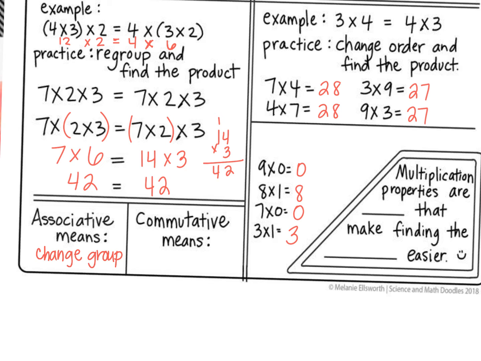Commutative just means that you're changing the order. You're flipping the numbers around in which order you multiply. Associative is groupings. Commutative is order. Multiplication properties are tools that make finding the product easier.